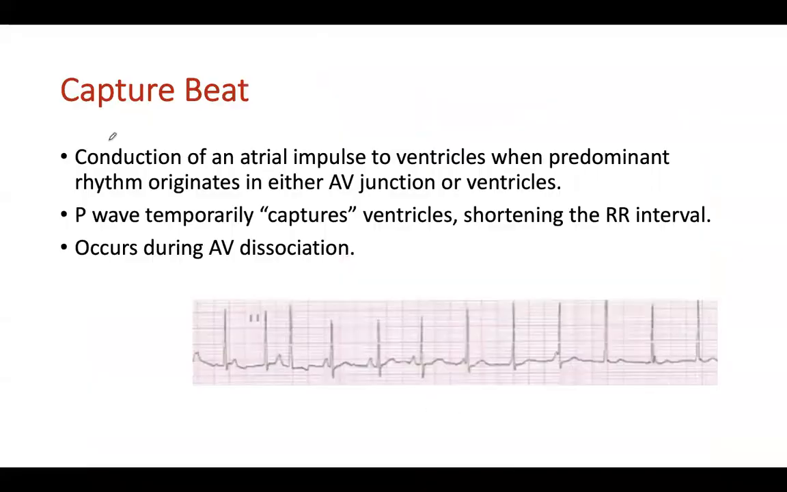So the capture beat, like we said, is defined as a conduction of an atrial impulse to the ventricles when the predominant rhythm is originating from your AV node or the ventricles, some rhythm outside the atria. So the P wave temporarily captures your ventricles, shortening the RR interval as such, and occurs during AV dissociation. So when you see AV dissociation like this ECG, what is your differential? Heart block. Complete heart block. Hello. What else?